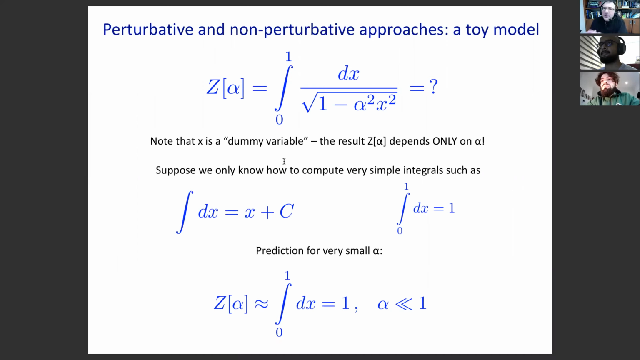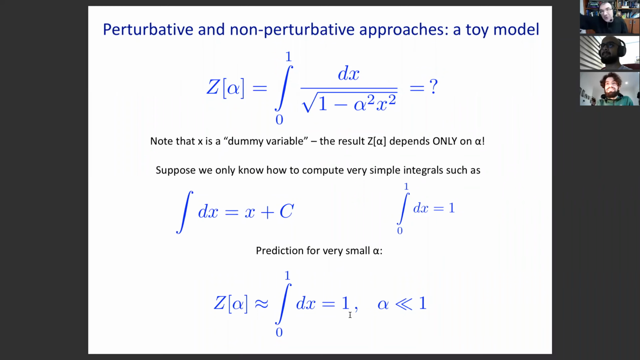Now, one way to proceed: suppose you're not clever, so you don't know how to do it. What can you do? And this is a situation quantum field theorists find themselves in all the time. They simply don't know how to change variables. Well, one thing is to use perturbation theory. If alpha is very small, you can expand the square root in a series for small alpha. The expansion will tell you that the series starts with one, and then there is some small correction. You know how to take the integral of one; it's equal to x. Very good. And moreover, the integral from 0 to 1 of dx is equal to 1. So that's a great success. It's a prediction for very small alpha, even if you don't know anything else about integrals: for very small alpha, your Z reduces to 1.